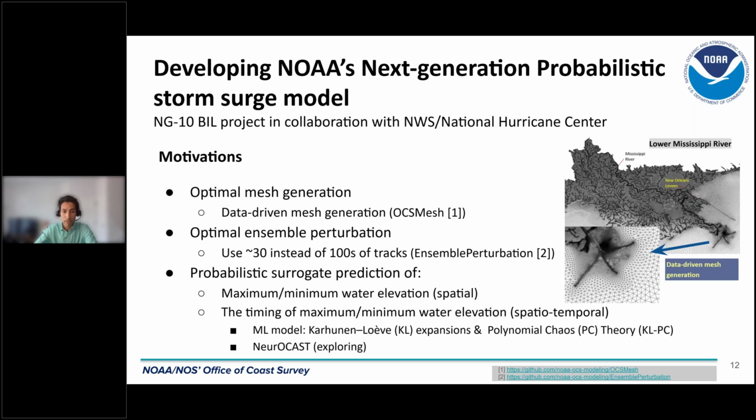We have developed an ML model based on KL expansion and polynomial chaos, which I call KLPC hereafter, and use it for a spatial analysis of maximum water elevation and a spatial temporal analysis of water elevation over time, which means finding when max elevations might happen at each location. We also started exploring NeuroCast that Atiye just talked about earlier, and we're going to use it for time series analysis. Next slide, please.